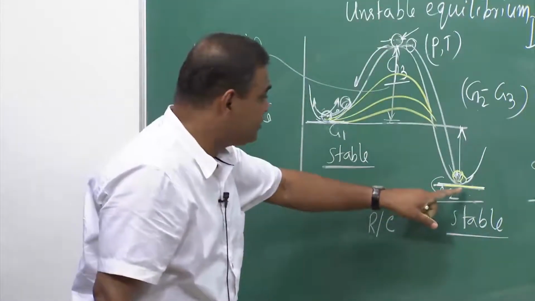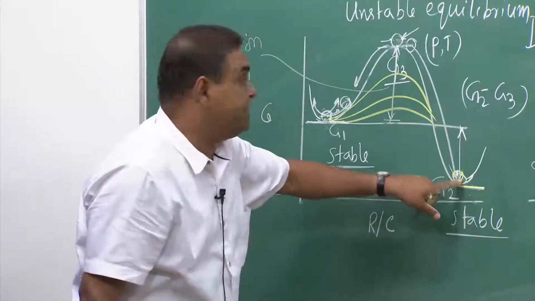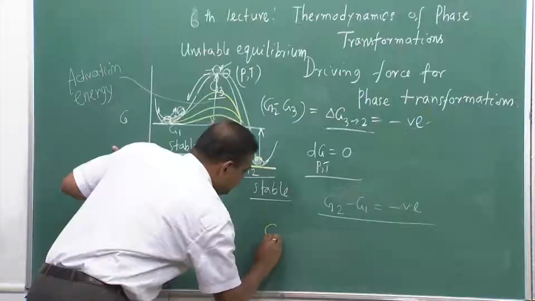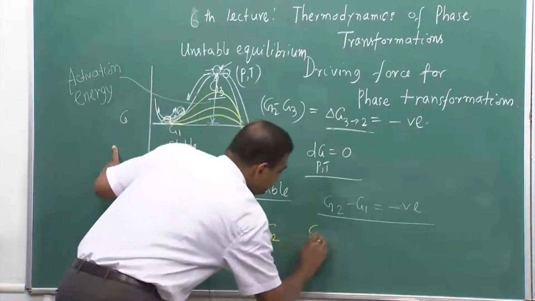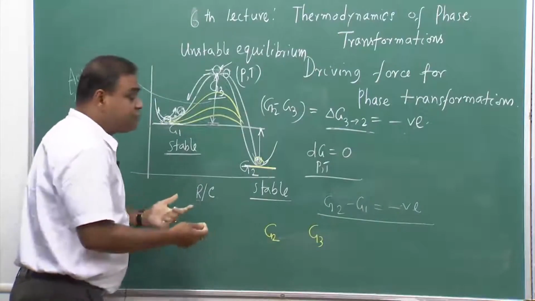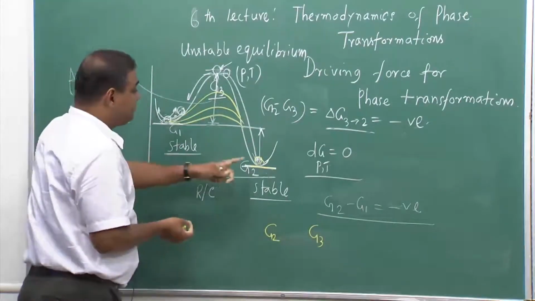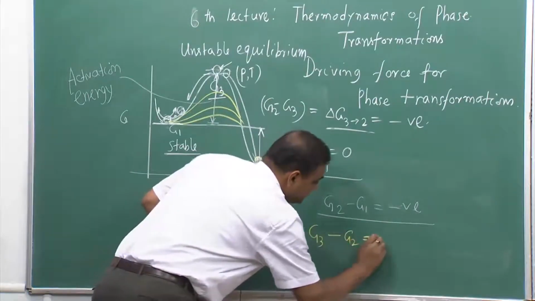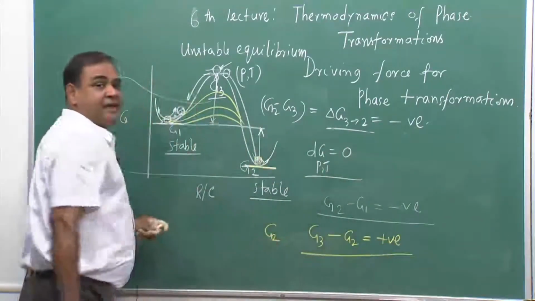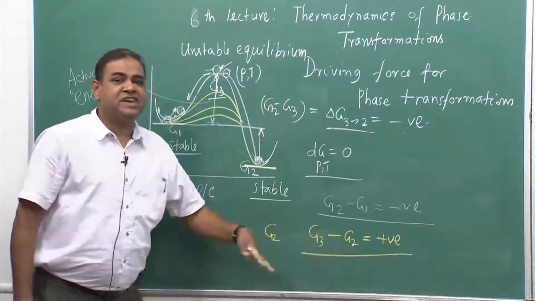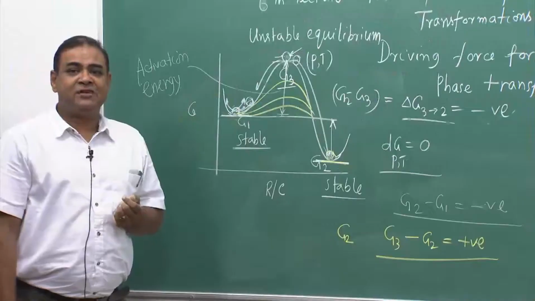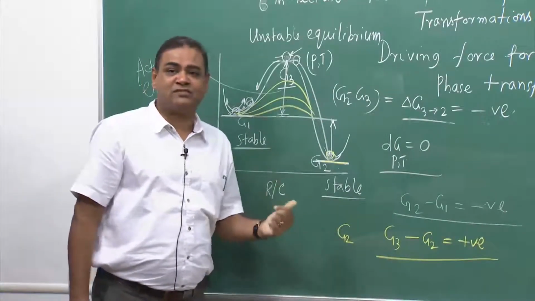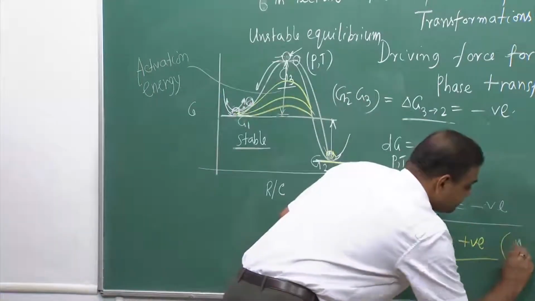Now, this is my starting point and this is the final point. That means G2 is my starting point and G3 is my final point. Now, if I try to find out the energy difference if that ball wants to go from G2 to G3, so G3 minus G2, this is a positive quantity. If the free energy change is positive, then on its own the system cannot move. So, that particular process is called a non-spontaneous process.